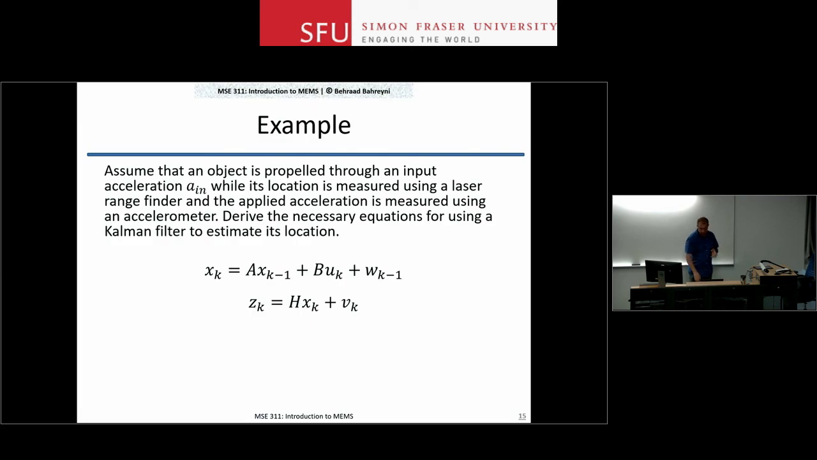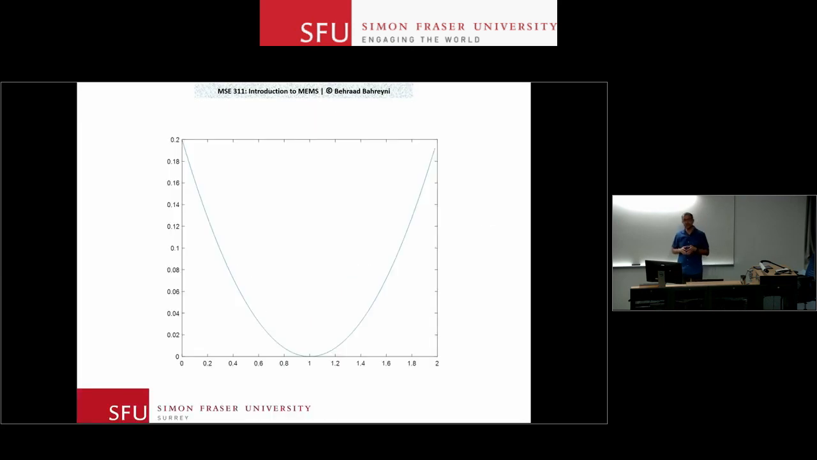Assuming you did that, here's a simple example. In this case, what I assumed is that I have an object that is initially sitting at the origin, right? So let's say x naught is 0 and x dot naught is 0, basically 0 location, 0 velocity. And I apply acceleration as shown here. It has an acceleration of 0.2 meters per second squared, and the acceleration drops and then goes up. It's a quadratic relationship, just a random input acceleration. And I apply this acceleration.